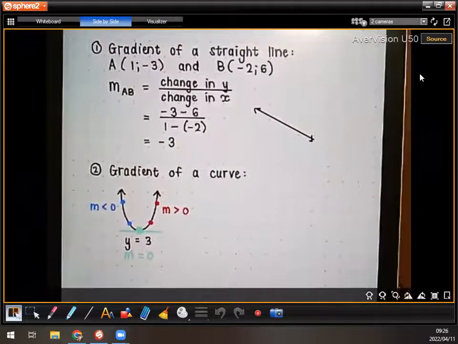So let's do an example quickly so that you guys can see what I mean. Let me just find one here. That's a nice example.